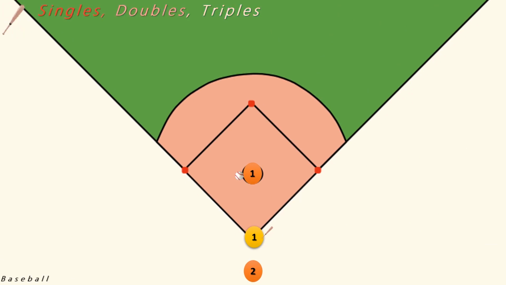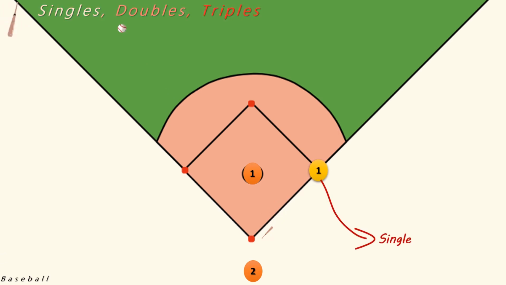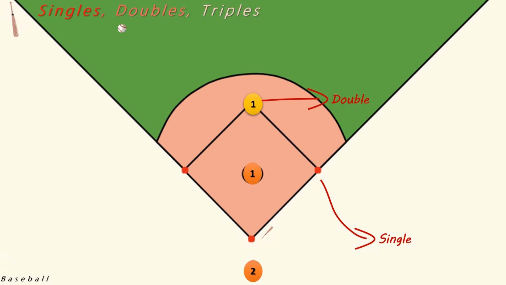First is singles, when the batter hits the ball successfully and reaches the first base. Second type of hits are called doubles, when the batter hits the ball and successfully reaches the second base. Third type is triples, when the batter reaches the third base. And finally, there are hits which are called home runs.